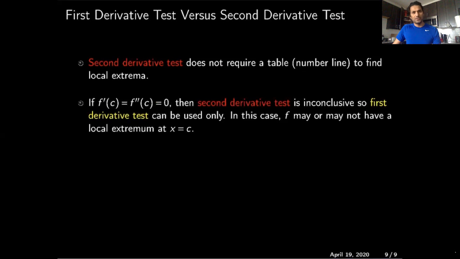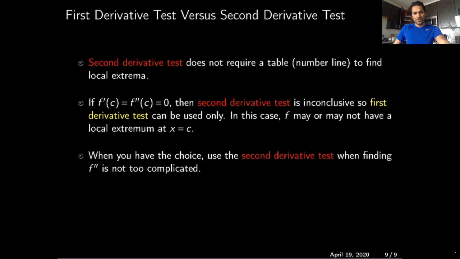The second conclusion is that if the first order and second order derivatives are both zero, the second order derivative test is inconclusive. So only the first order derivative test can be used. In this case, f may or may not have local extrema at x equal to c. So you cannot draw any conclusion from the second derivative test.